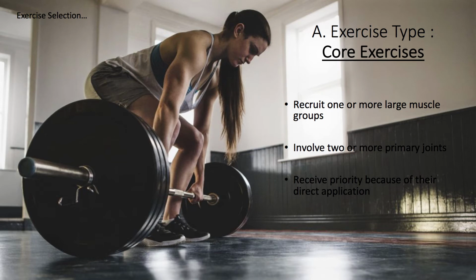There are 5 different exercise types. The first one we're going to talk about is called core exercises. These are the exercises that recruit one or more large muscle groups. So as you can see here, there's the deadlift. We're recruiting a lot more than one large muscle group, and it's involving multiple joints. So this involves 2 or more primary joints. As well, they typically receive the priority because of their direct application to tasks of everyday life, as well as to sport performance. So you typically use core exercises as the basis for exercise prescription.